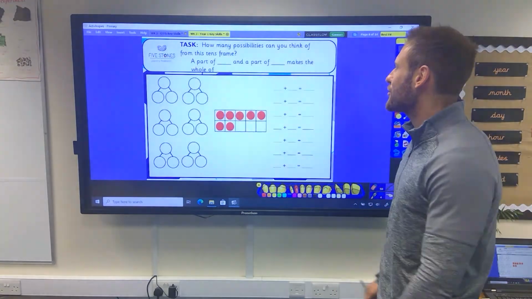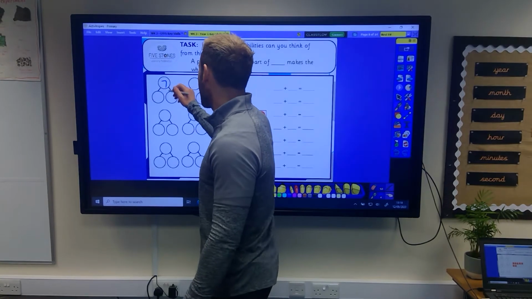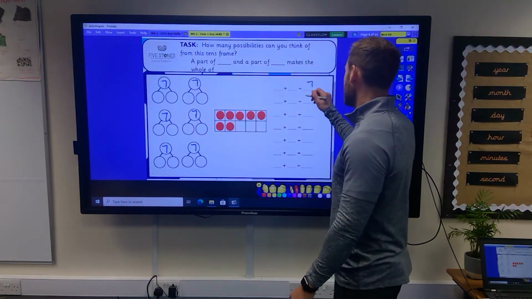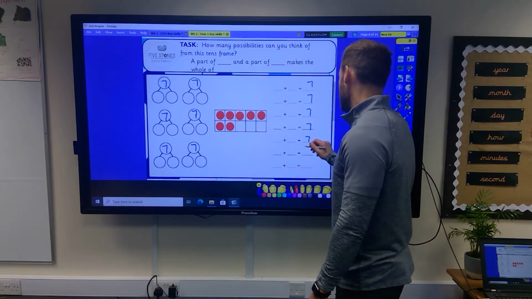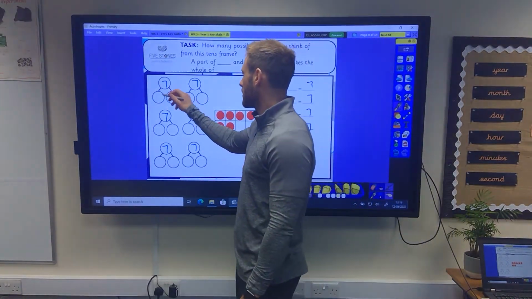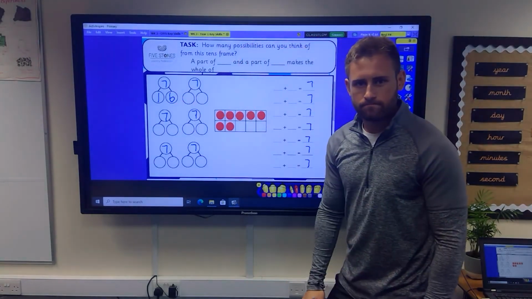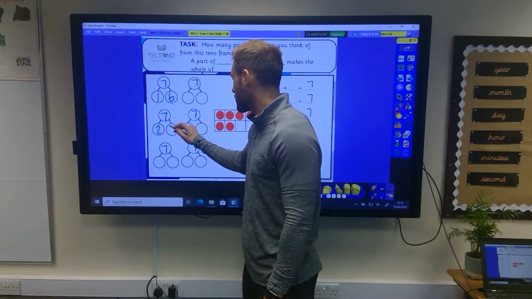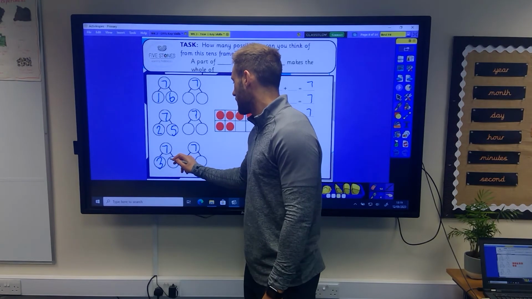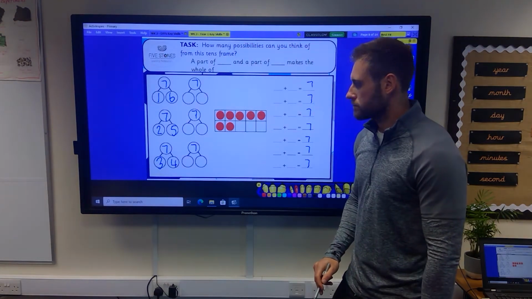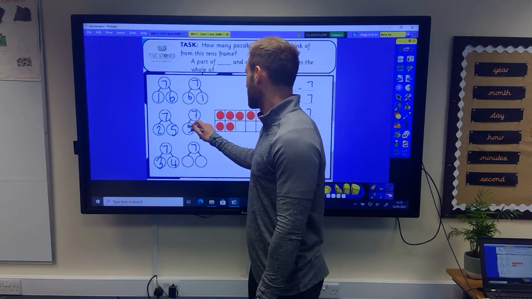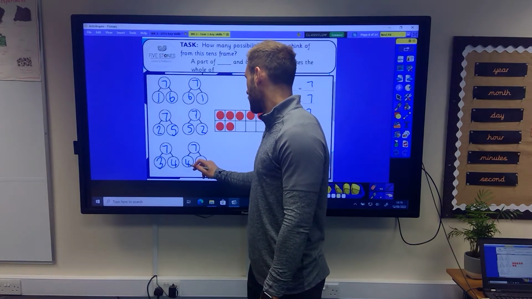So, has anybody spotted the whole? The whole is 7. Great, so every whole should be 7. But you're right, there are different ways we can make this whole. So some of you might have had 1 and 6. You're right. Some of you might have had 2 and 5. Some of you might have had 3 and 4. I wonder if any of you swapped them around and had 6 and 1, 5 and 2, 4 and 3.